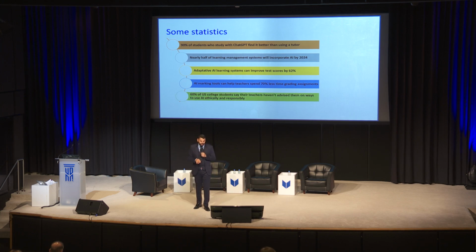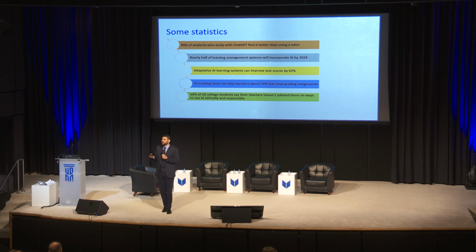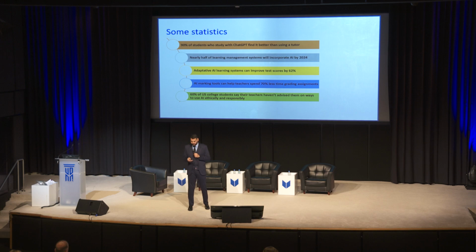60% of US college students say that teachers haven't advised them on ways to use the AI ethically and responsibly. And this is also a very important point. When we use the AI, or when our students are using ChatGPT, we need to explain to them the ethics of using this. Okay, in terms of IP, in terms of confidentiality, in terms of privacy, and so on. We always ask the question why ChatGPT is storing or recording our conversations, or the history of conversations.